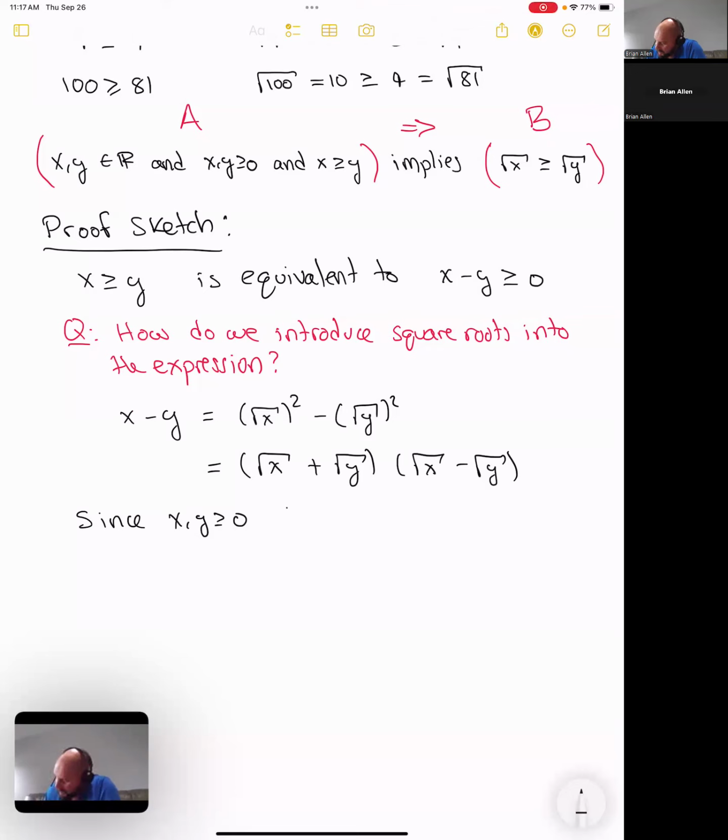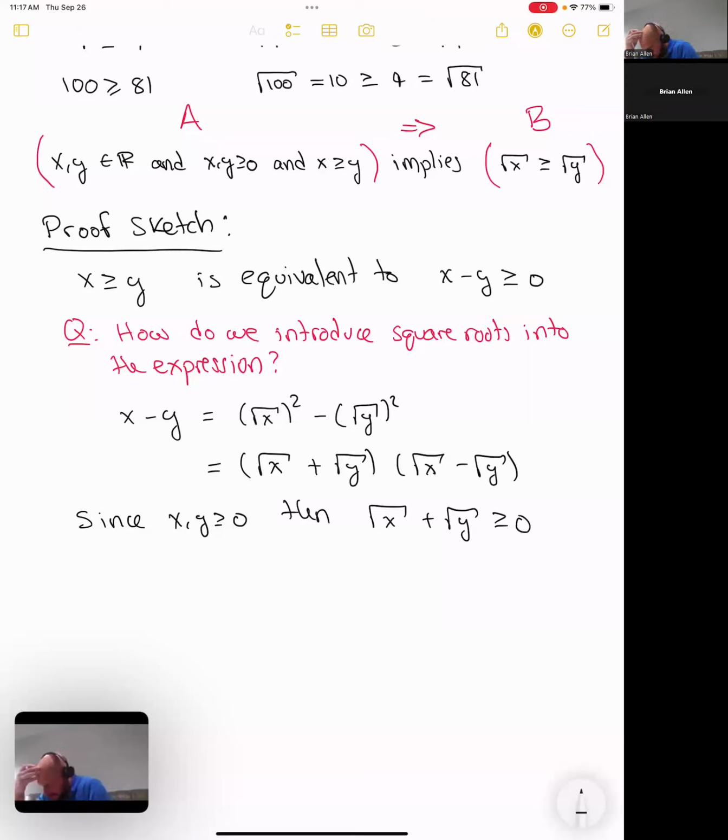But since these things are positive, then we know the square root of x plus square root of y is also positive. Basically, anytime you take a square root, you had to start with a positive number. The square root we know is positive. So you add two positive numbers, you remain positive. So there's nothing to do there.